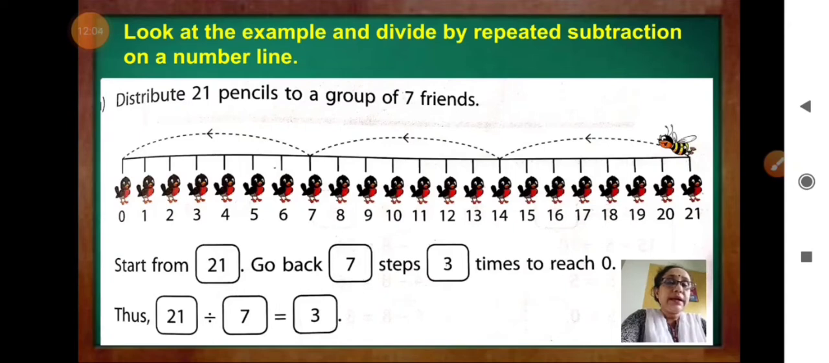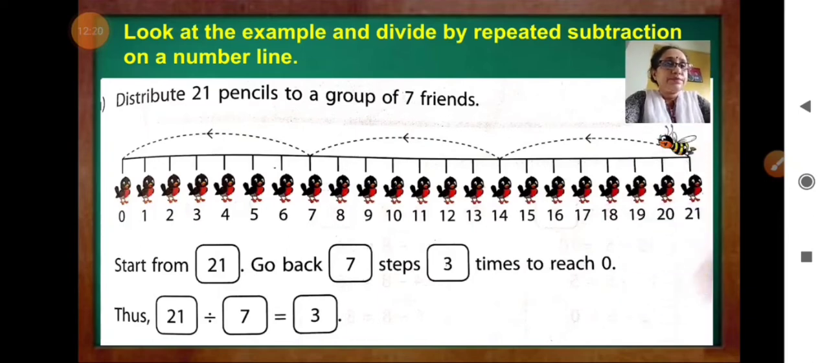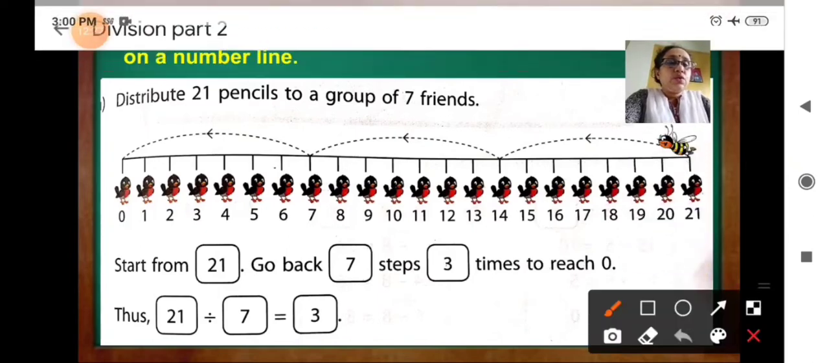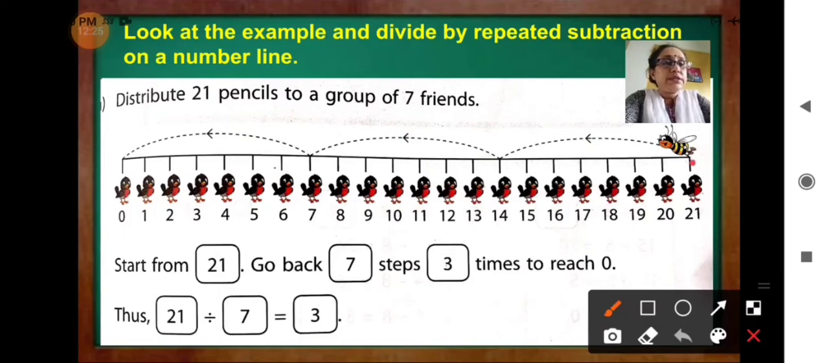Now see the number line. It is starting from 0 to 21. Now for repeated subtraction, what do we have to do? We have to go back steps, backward. Okay. Now we will start. Now start from 21. You can see here 21. Go back 7 steps. Now first simply count. 1, 2, 3, 4, 5, 6, 7. Okay. So you reached here.